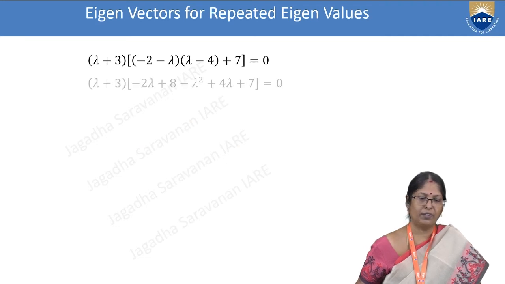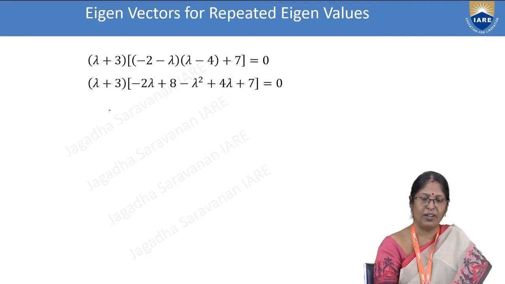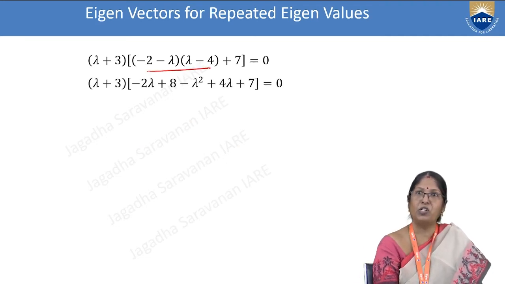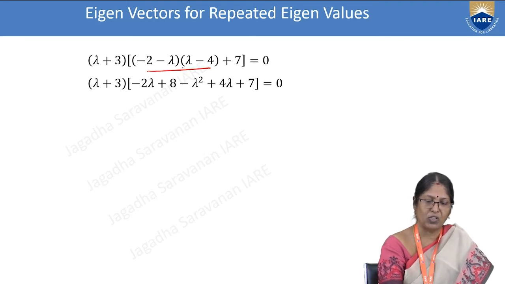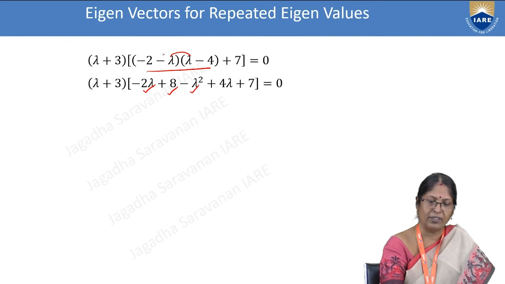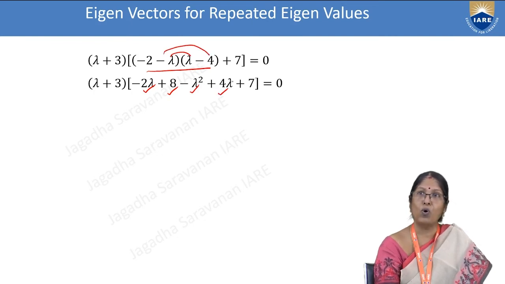So that is written. Now, lambda plus 3, these two we did multiplication, that is minus 2 into lambda, minus 2 lambda, minus 2 into minus 4, plus 8, minus lambda square, next this plus 4 lambda, this is plus 7.